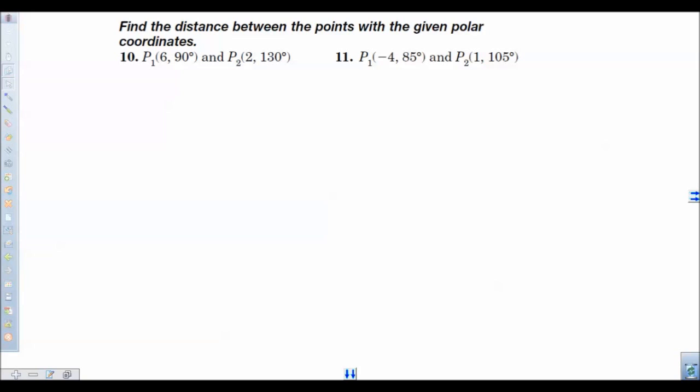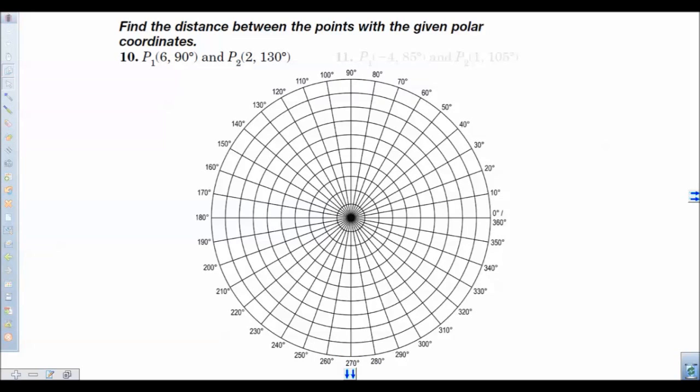Alright, so at the very bottom of your worksheet, you'll notice that you get to ask this question: find the distance between the 2 points with the given polar coordinates. I'd like to focus just on question number 10, and I'll have you take a look at question number 11 on your own and try that. I can see this problem a little bit easier if we had a polar graph to assist us here. So let's think of a polar graph while we're working on these problems. First thing we'll do is plot the points. Let's plot P1. And now let's plot P2 at 2, 130 degrees.